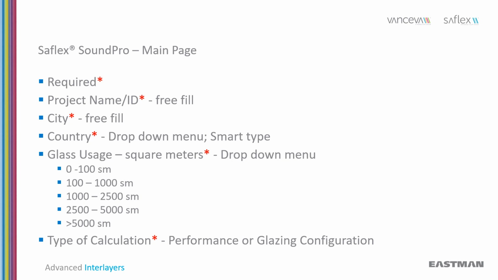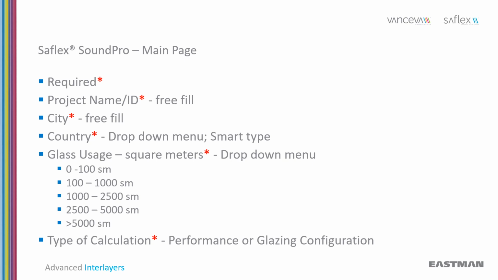The city, again, free fill. The country, which is a drop-down menu and has smart type, so you only have to start typing the first few letters. And then a glass usage request in square meters. This is also a drop-down menu that gives 5 categories.